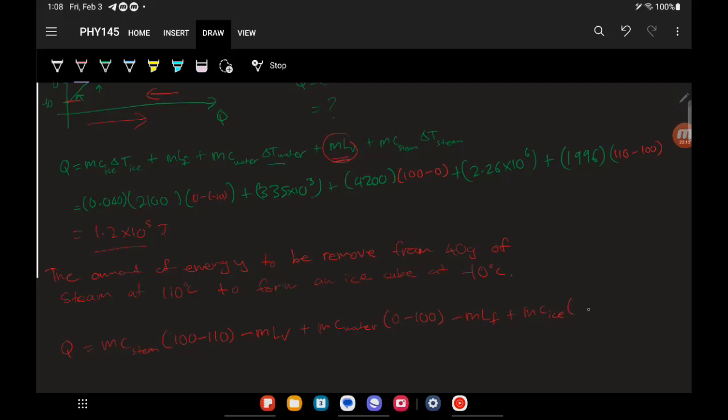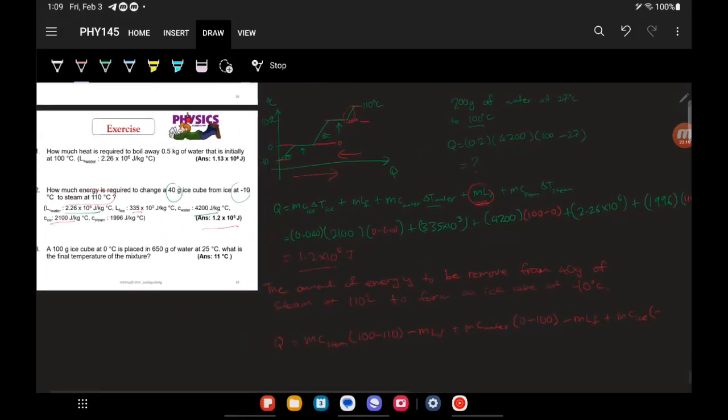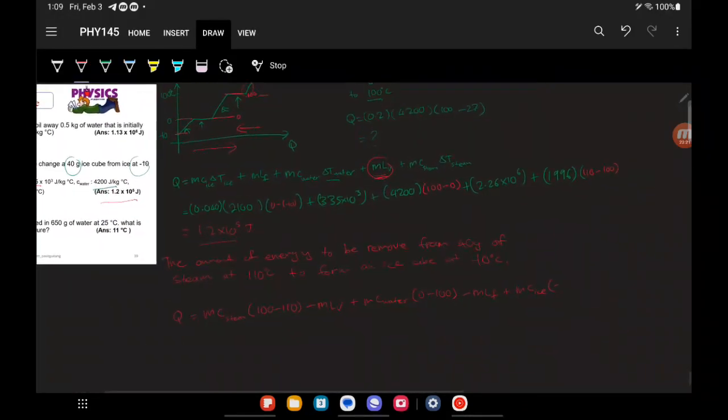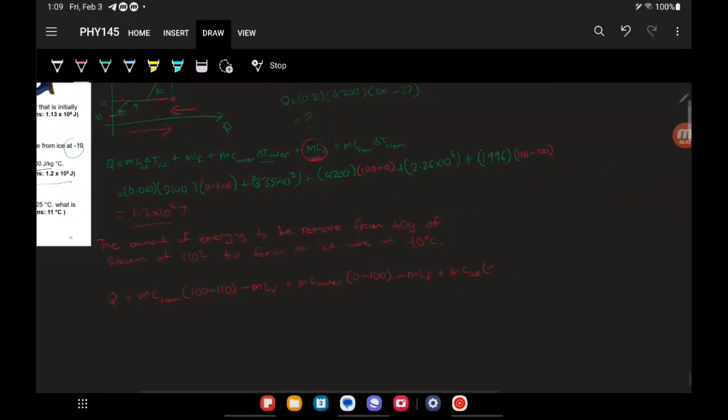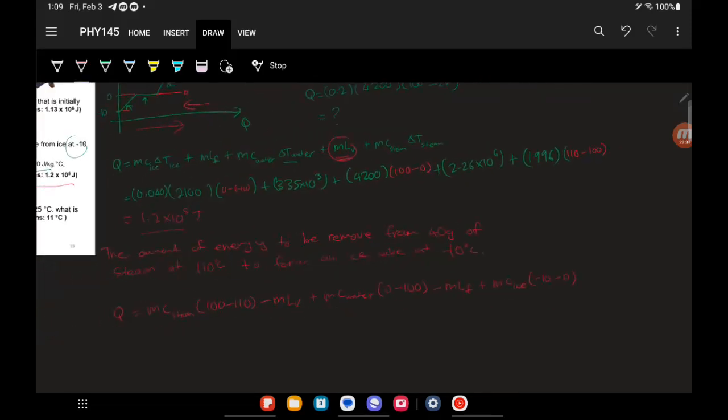Ice goes from 0 to negative 10. Is it negative 10? Negative 15, is it? Negative 10, okay. So it is negative 10 minus 0, and you still get a negative value there. Add up this whole thing and you should get the same value, only that it's going to be negative. Okay, try it out and see it. That's all. Thank you very much.